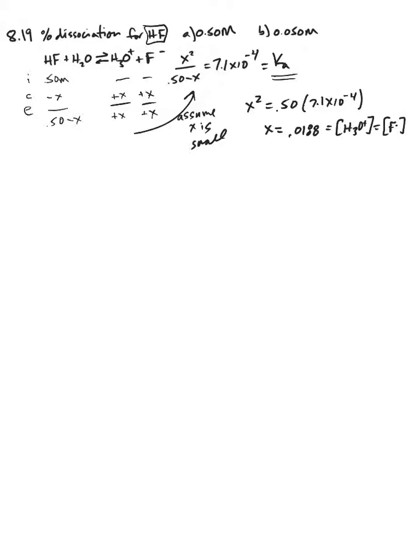Was that a good approximation? Well, we have to do a little calculation. We need to take the x and see if it was less than 5% of the number that it was being subtracted from. I think it's clear here for you that it certainly is. This ends up being 0.038, or equivalent to 3.8%. So that's a good assumption. Okay.